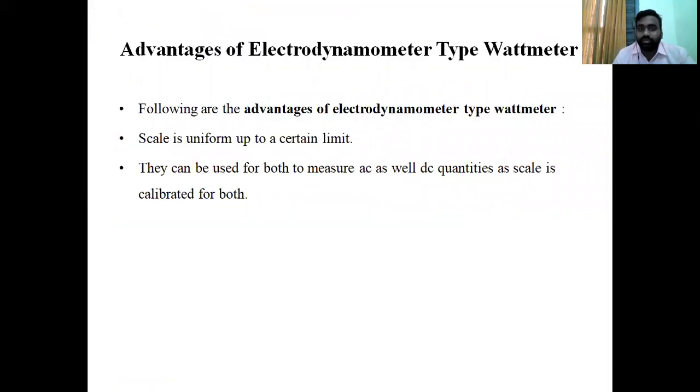If we see the advantages of the electrodynamometer type wattmeter, the most important thing is the scale is linear, because of the behavior of voltage and current. And the electrodynamometer type wattmeter will read AC as well as DC components. It will read AC magnitude as well as DC magnitude.